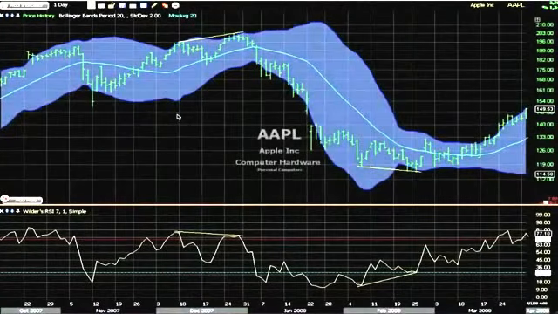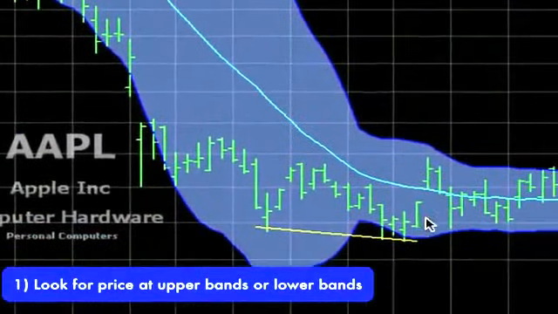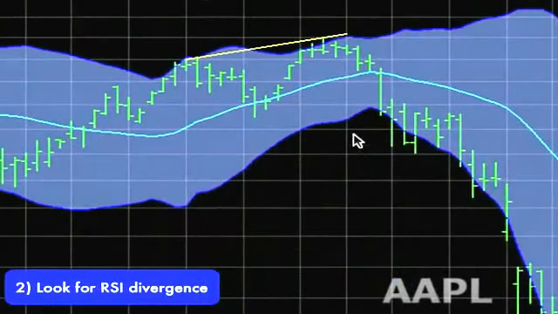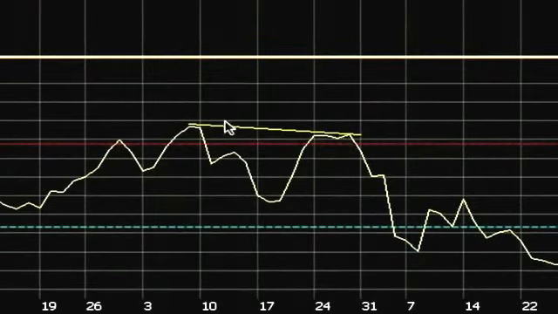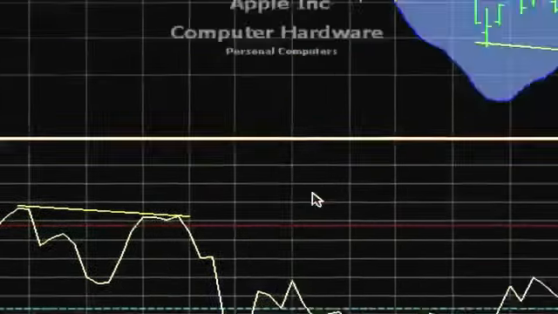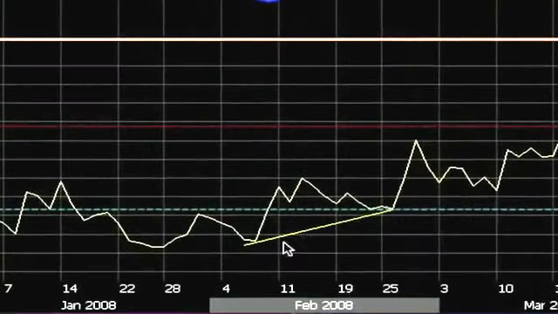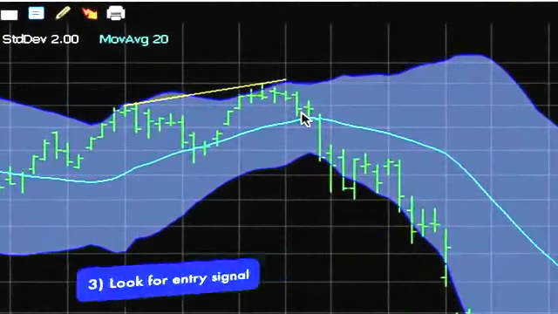Here's a Bollinger Band setup combined with RSI. First, I'll be looking at price at the upper Bollinger Band or at the lower Bollinger Band. Second, I'll be looking at RSI divergence. Price making a higher high, while RSI makes a lower high. Here price is making a lower low, while RSI makes a higher low. Third, I'll be looking for the signal.